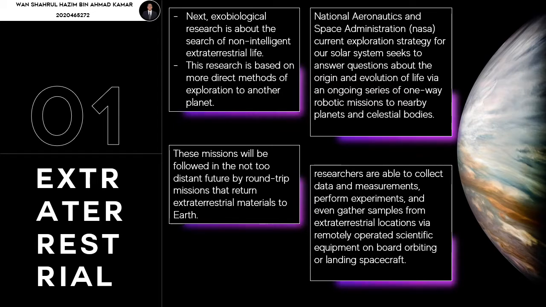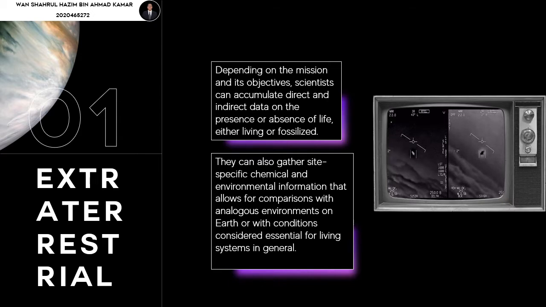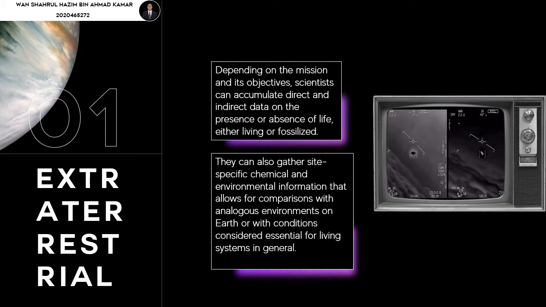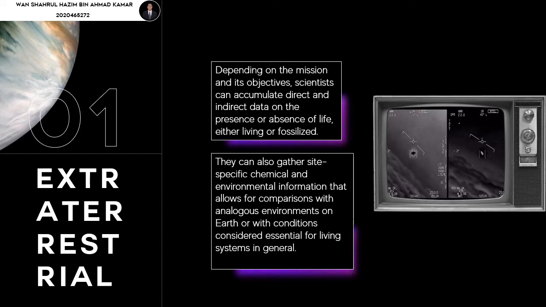Researchers are able to collect data and measurements, perform experiments, and even gather samples from extraterrestrial locations via remotely operated scientific equipment on board orbiting or landing spacecraft. Depending on the mission and its objectives, scientists can accumulate direct and indirect data on the presence or absence of life, either living or fossilized. They can also gather site-specific chemical and environmental information that allows for comparisons with analogous environments on Earth or with conditions considered essential for living systems in general.